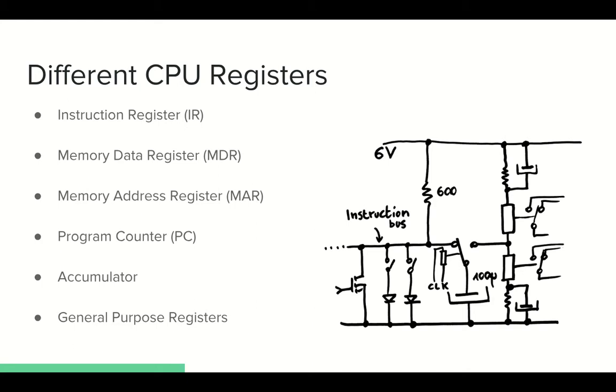The next one is the program counter. The program counter holds the location of the next instruction to be fetched from memory. It is automatically incremented between supplying the address of the next instruction and the instruction being executed.